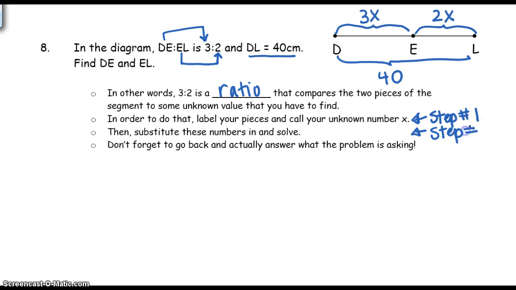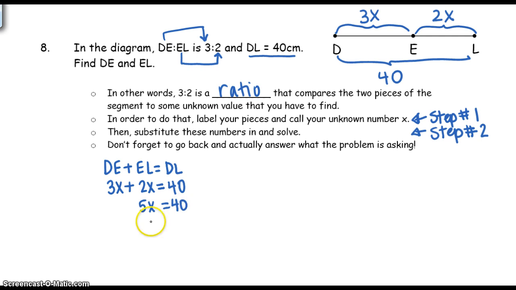So let's look at step number 2. Substitute these numbers in and solve. Well, what is that about? Substitute what in? Well, let's look at this. This is segment addition. We've already learned that in class. We know that DE plus EL equal DL. Little piece plus little piece gives me the great big piece. Well, DE is 3x, and EL is 2x, and DL in our picture is 40. Now we've substituted it in. So now here's where we'd solve. 3x plus 2x is 5x. And then that's 5 times x. The inverse of multiplication is division. So if I divide both sides by 5, I'll get 8.